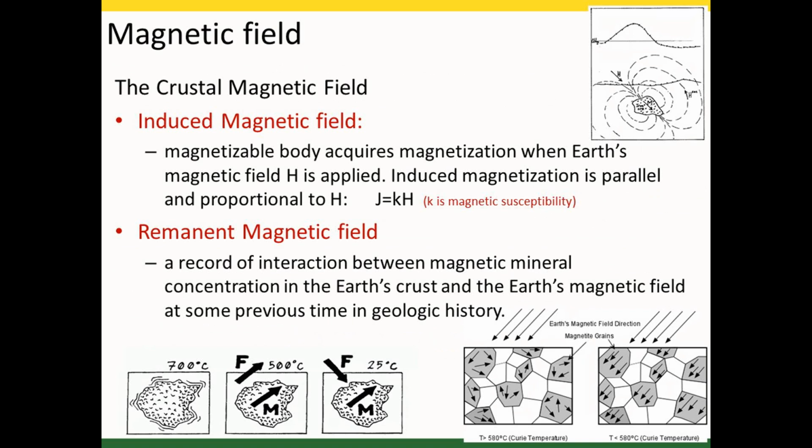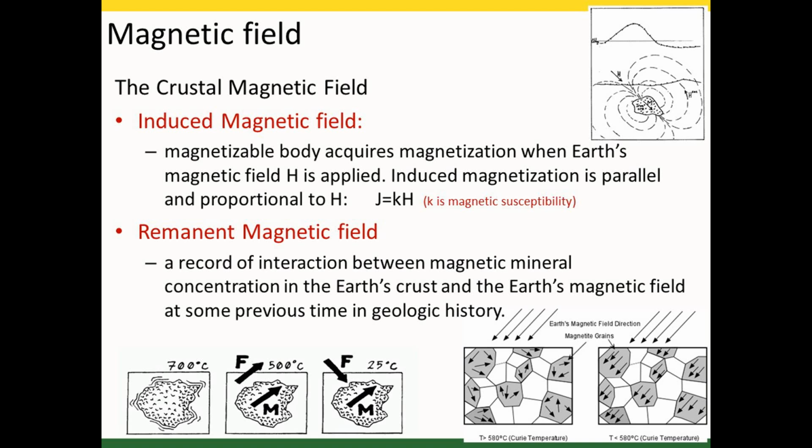The crustal magnetic field can be an induced magnetic field or a remnant magnetic field. Induced magnetic field is produced when the Earth magnetic field H is applied to a magnetizable body, and the body then acquires magnetization. The induced magnetic field is always parallel to the Earth magnetic field, and its amplitude is proportional to the Earth magnetic field at that location and time, and the magnetic susceptibility of the materials.